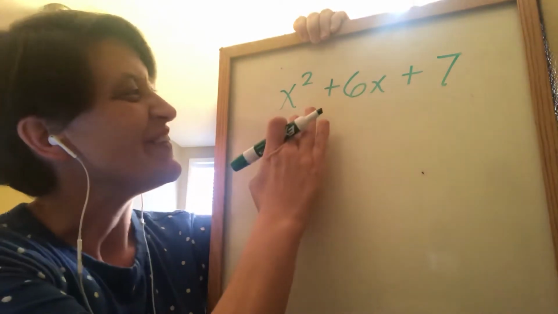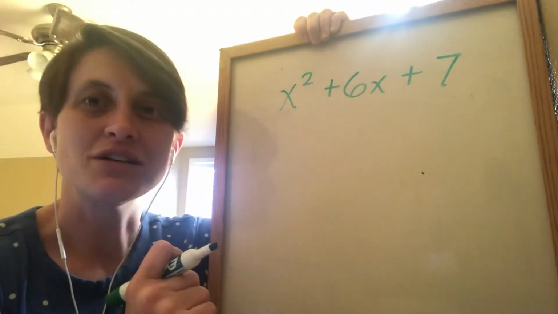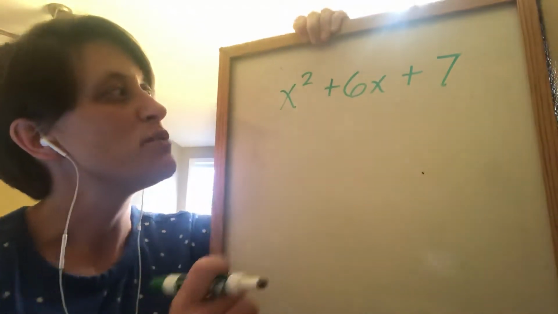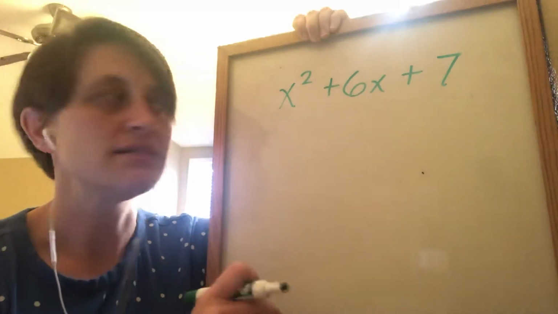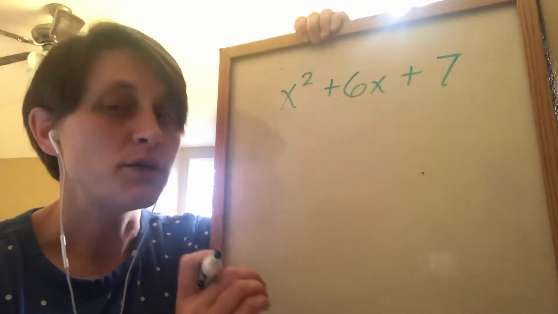All right, so this is what a trinomial looks like. It's got three terms. So we're going to look at factoring things like this. So that was from our polynomial section.